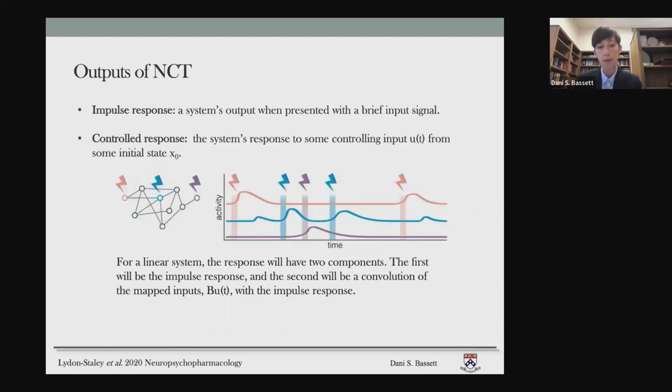The second output is a controlled response. So not just a ping to the system to see what happens, but a controlled response. This is the system's response to some controlling input U from some initial state X naught. For the linear system that I showed you earlier, the response will have two different components. The first will be the impulse response, the simplest output, and the second will be a convolution of the mapped inputs, VU, with the impulse response.